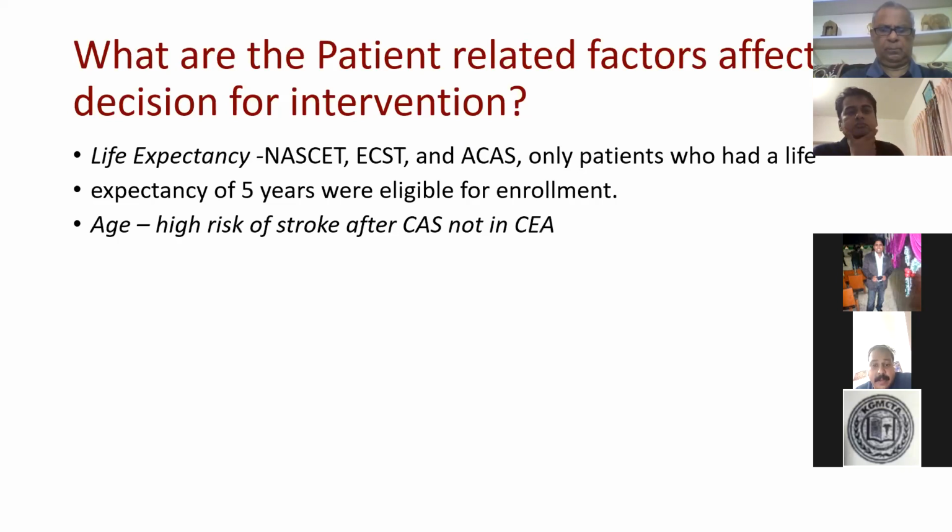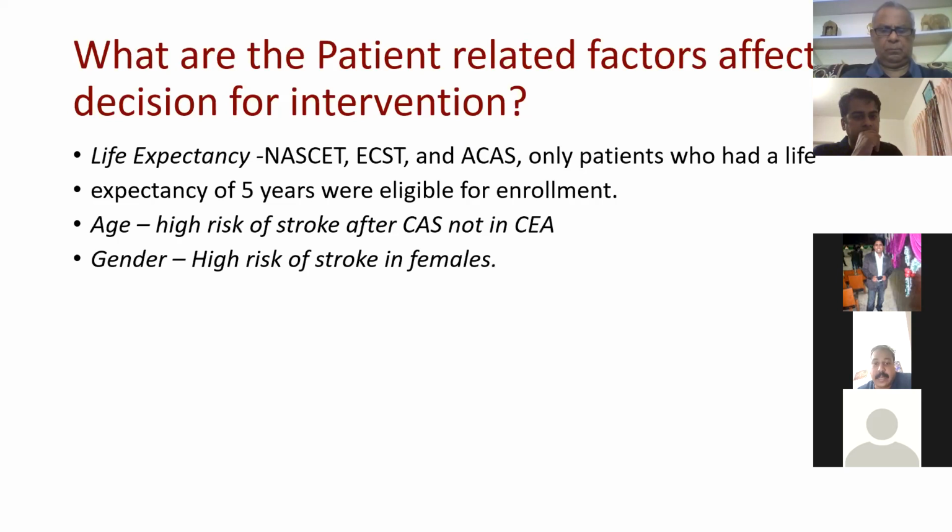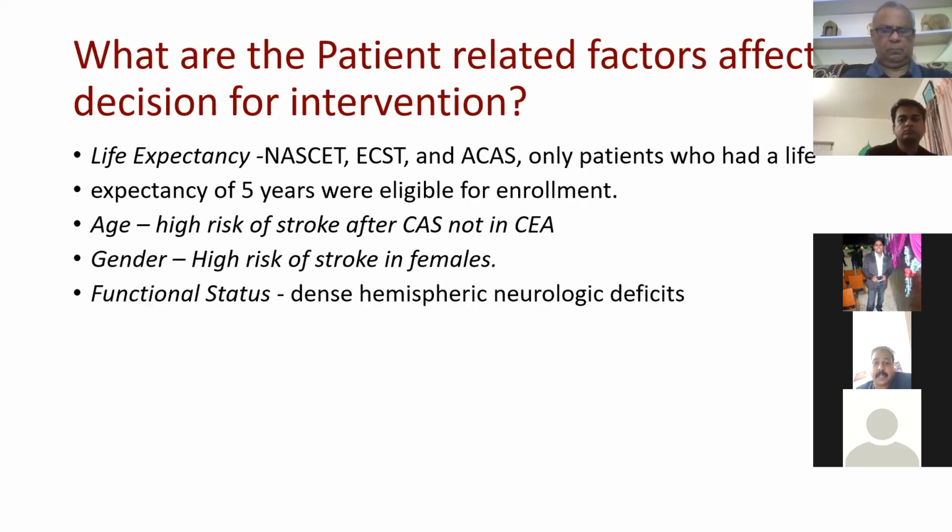Next, age, definitely. There is a high risk of stroke after CAS beyond 80, but not for endarterectomy in old age. Gender, females have a high risk of stroke. Then functional status, suppose the patient has a dense neurological deficit, that is NIH stroke scale more than 20, definitely we should not proceed with intervention. Then cardiac status, high risk of MI, any decompensated, high risk for endarterectomy.